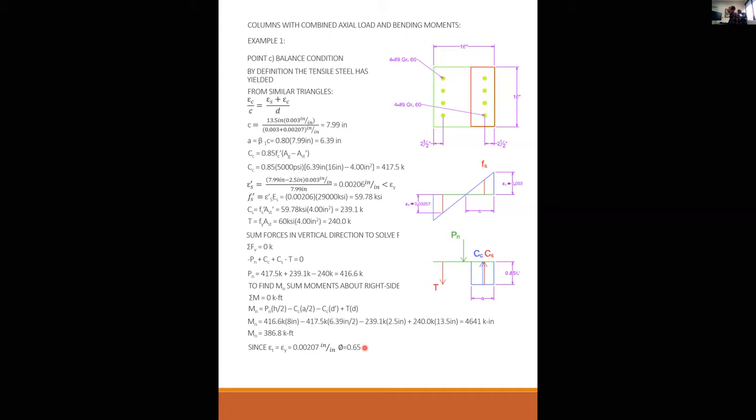Therefore, phi Pn is 0.65 times Pn, which gives me 271. And phi Mn is 0.65 Mn, which gives me 252. Okay, so these are my two coordinates for point C. Any questions on point C? Okay, let's jump ahead to point D.